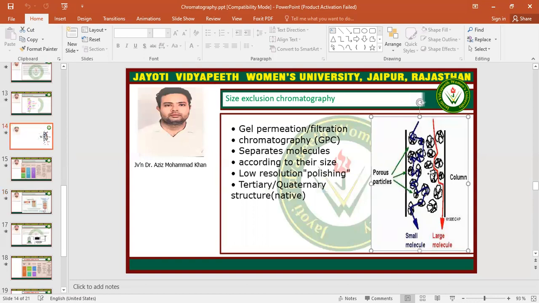So this is the basic of size exclusion chromatography, in which the beads will capture all the small particles. The large particles will move through the walls, and the small particles will move through the beads. The large particles will move freely and will not come inside the beads. So I hope the students will understand all things very well.